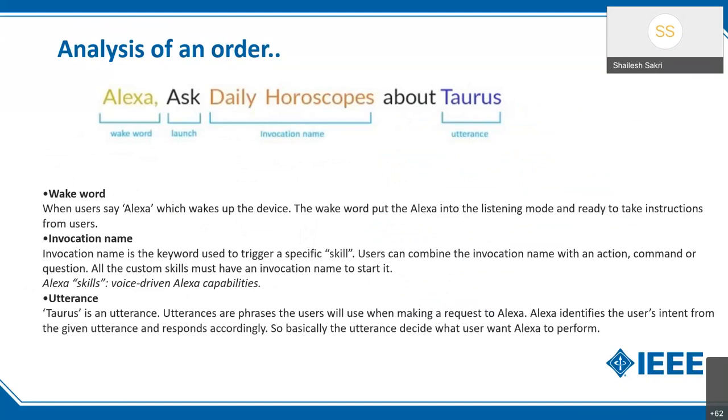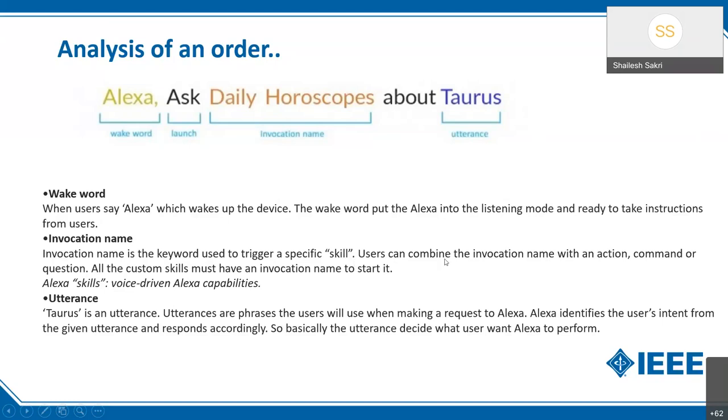So then how does this analysis happen? There are four levels, I can say. One is the wake word. Once there is a wake word, then you're going to ask something after that. Alexa, daily horoscope about Taurus, right? That's how you ask. So what happens internally? The wake word says Alexa, and it wakes up the device and puts Alexa in a listening mode. You might see the LED light blinking. It is true not just with Alexa, but even with the Google device and the Apple devices. And then you have the invocation name, which we call a skill.